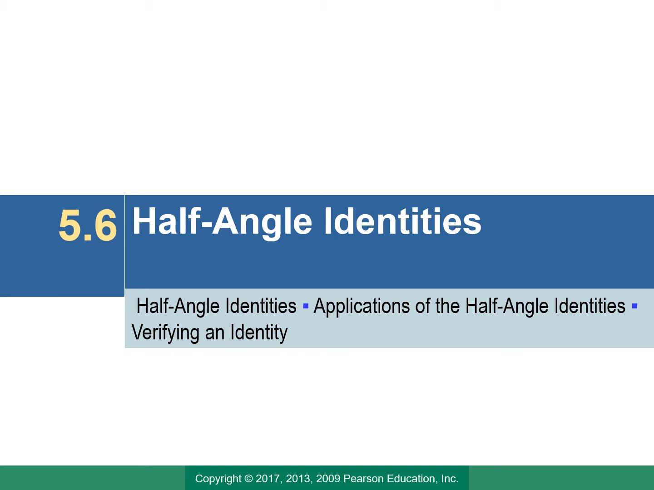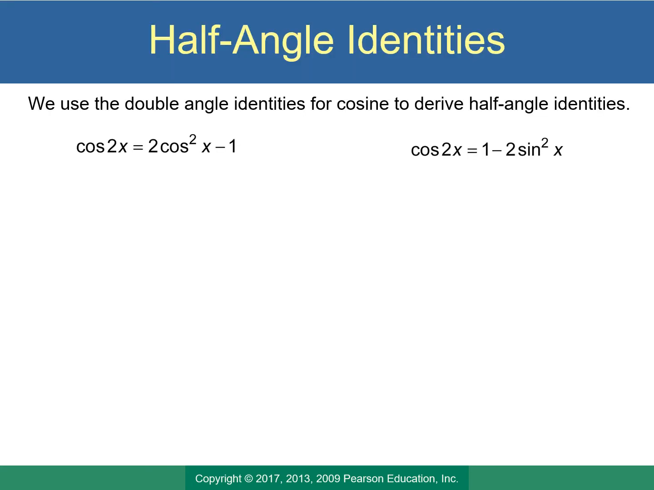Hi everyone, in this video we're going to be talking about section 5.6, the half-angle identities for our trig functions. We're going to start finding our half-angle identities, and in order to find these we have to use our double angle formulas that we learned in the previous section. If you haven't learned about those yet, I would recommend going back and watching the 5.5 video about double angle identities.